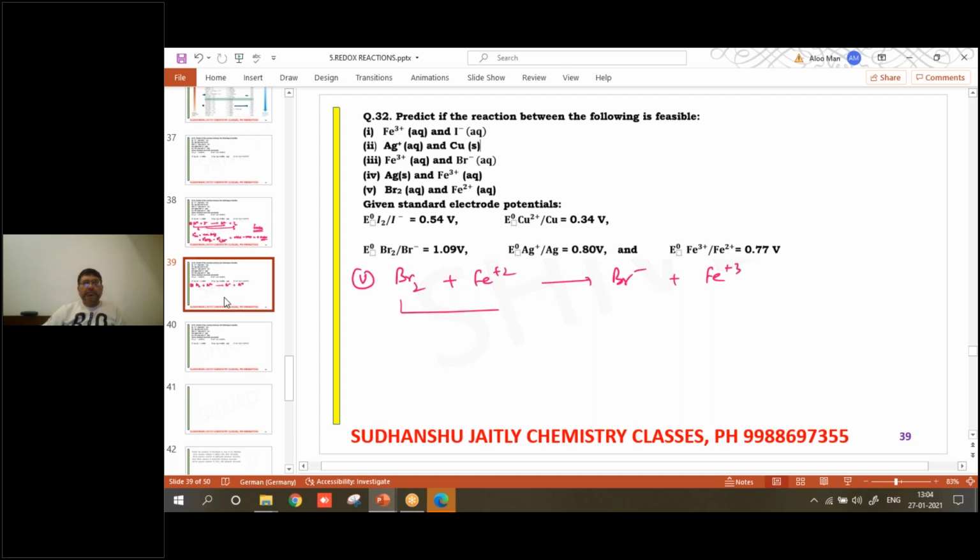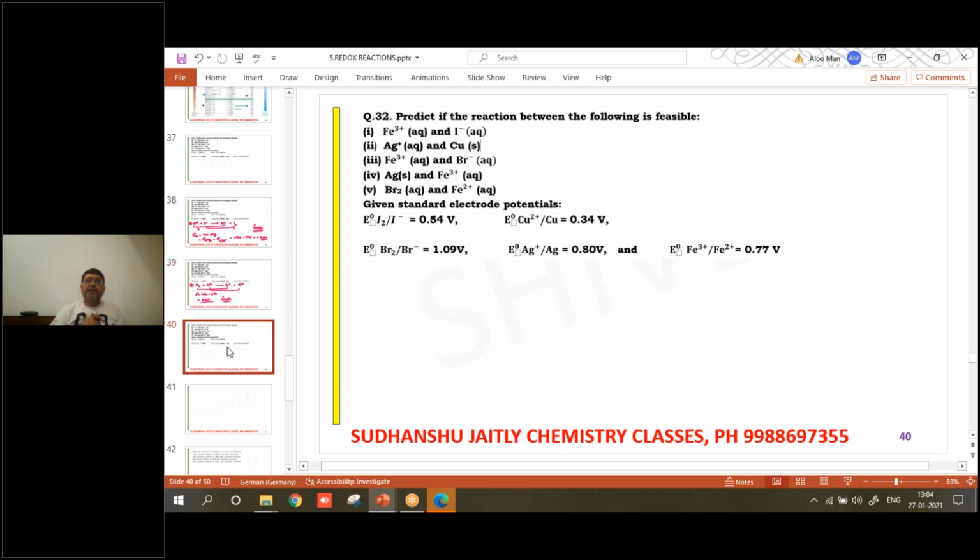ठीक. Br2 is reduced. E नॉट देखो भी कहां पे लिखा है, 1.09. Iron is oxidized. Iron minus 0.77, 0.32 volt. This is also going to be visible. समझे? एक और करते हैं बस.